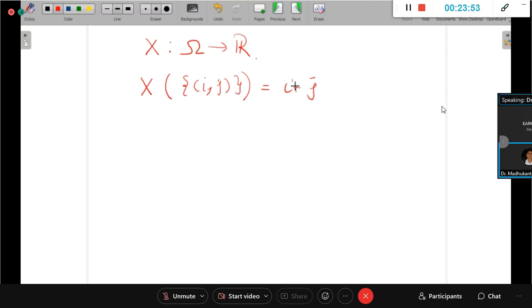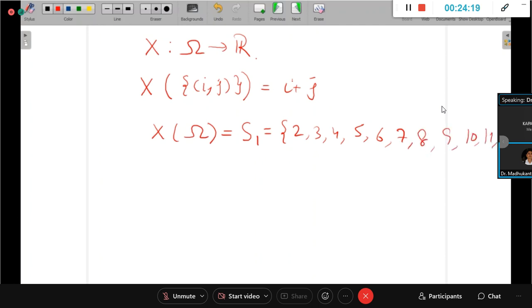Set of all possible pairs. The event means i plus j: you note down i and j and take the sum. So X can take, X of omega, that's how you define the range space. X of omega is equal to S1, that is 2, 3, 4, 5, 6, 7, 8, 9, 10, 11, and 12.